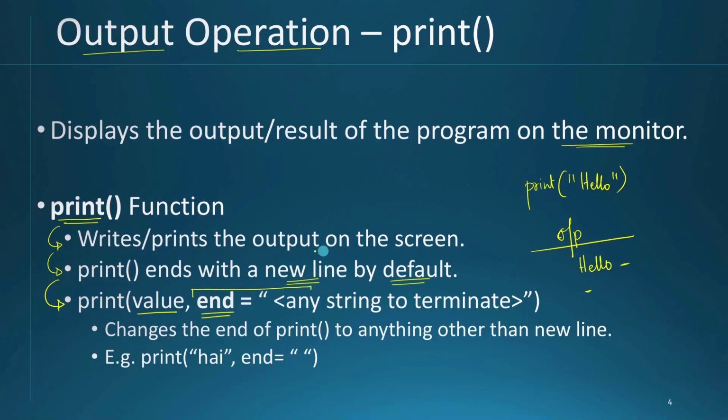Okay, so by default it is new line, so the control goes to the next line, but you can change it over here. By using this end keyword inside print, you can change the end of print to anything other than new line. You can see this example over here: print hi, and I'm asking that this print statement should end with a space. So this will print hi, then a space will be printed. After that, the cursor will wait on the same line.